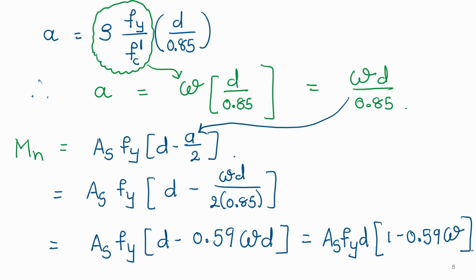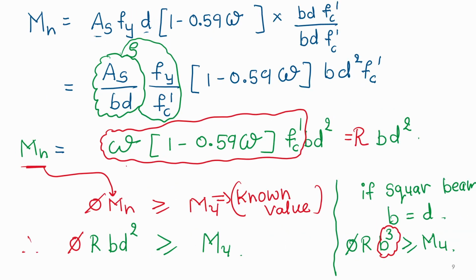Using the equation for moment strength capacity, we will have the area of steel times Fy, which is our tensile force, times (d minus omega d over 0.85). Again, we can manipulate this equation and we will get area of steel times yielding stress times depth of the cross section multiplied by (1 minus 0.59 times omega).